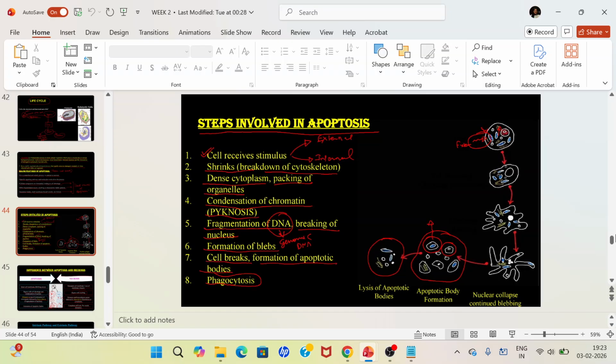Okay? The steps involved: the cell will receive a stimulus. This stimulus will lead to the shrinkage of the cell and the breakdown of the cytoskeleton. The cytoplasm will become more dense. The packing of organelles will occur. Condensation of chromatin will occur, and the fragmentation of DNA will lead to the formation of a ladder-like pattern and the breaking of the nucleus also. Then blebs form, the cell breaks and apoptotic bodies, the small vesicle-like structures, are formed. And then phagocytosis will happen. The macrophages will phagocytose this dying cell.